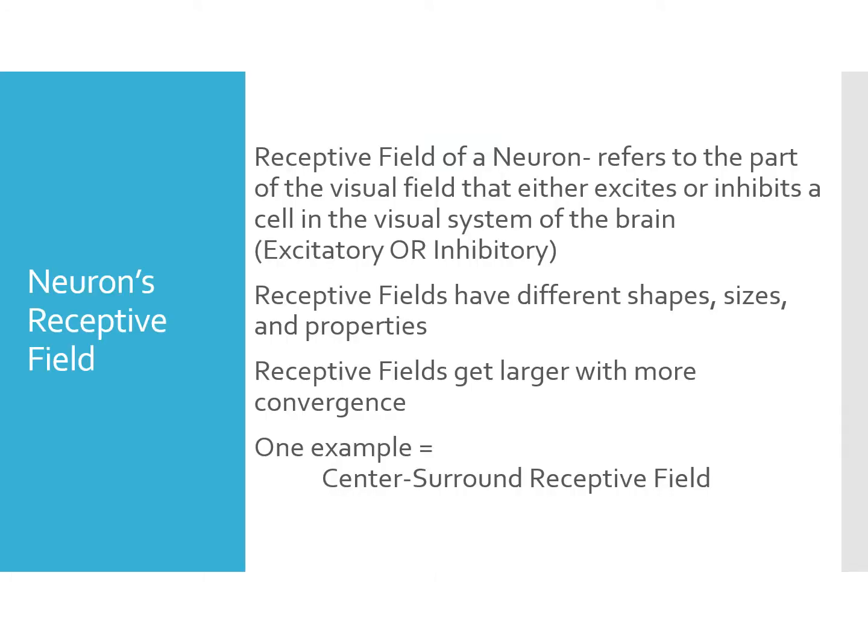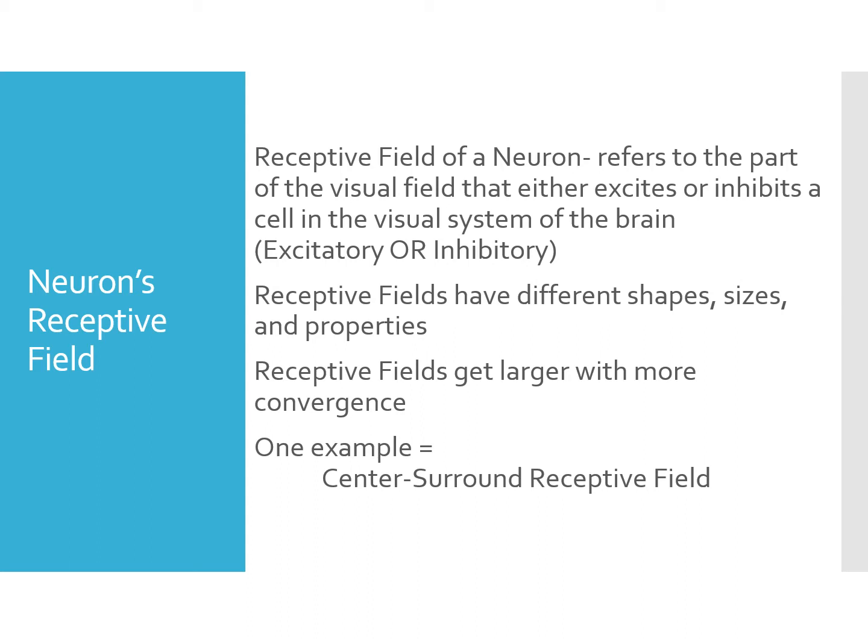So a neuron's receptive field is the part of the visual field that either excites or inhibits a particular cell. For now, I'm talking about the visual system of the brain, but every sensory system is going to have neurons with their own receptive field of what they're responding to. I mentioned in my section 3 class how important this is to know if you're doing something like physical therapy or massage therapy, where you're touching a person, because we're going to see these same kind of center surround receptive fields in the somatosensory system. But for now we're going to talk about it with the visual system.